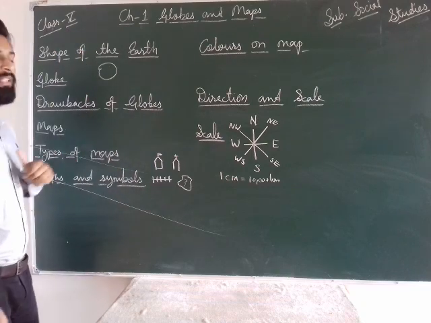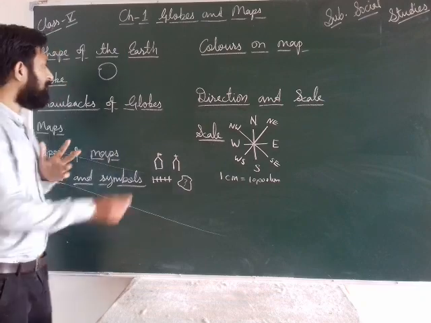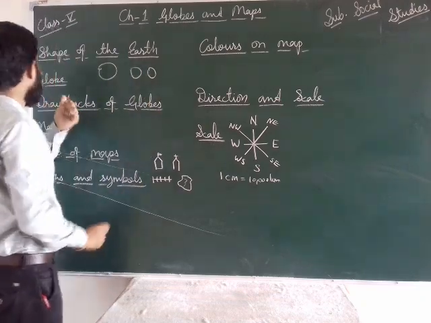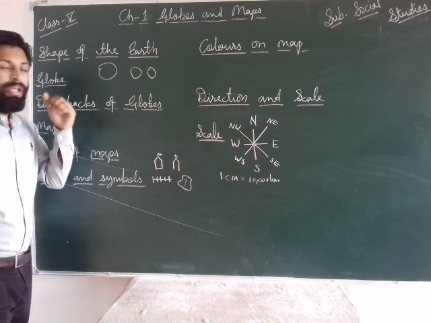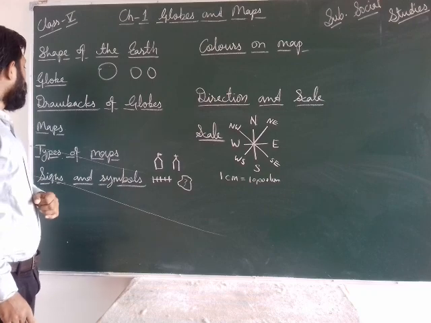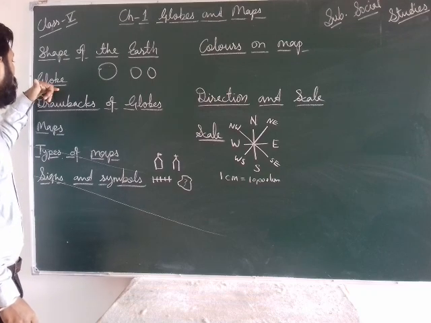Globe. A globe is the exact model of the earth, because we know that the earth is round, and a globe is also round. So we can say that it is the exact model of the earth, and it's used for representing the earth in the same way, so we are using a globe.